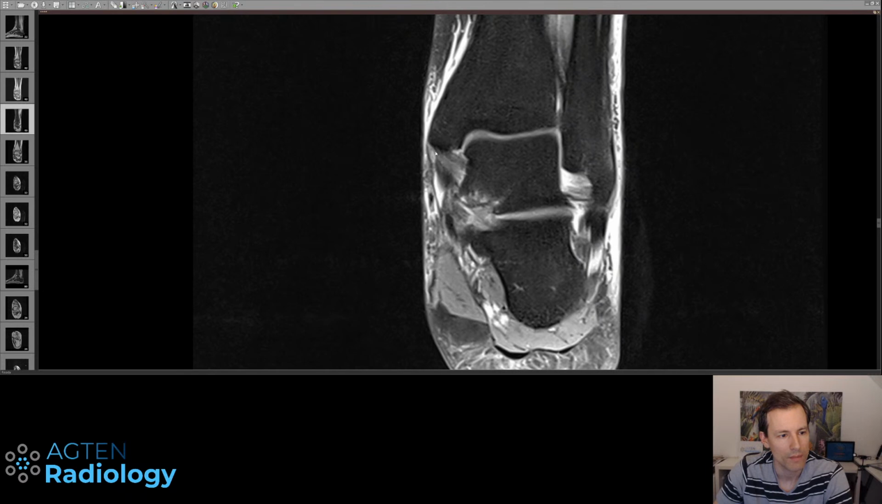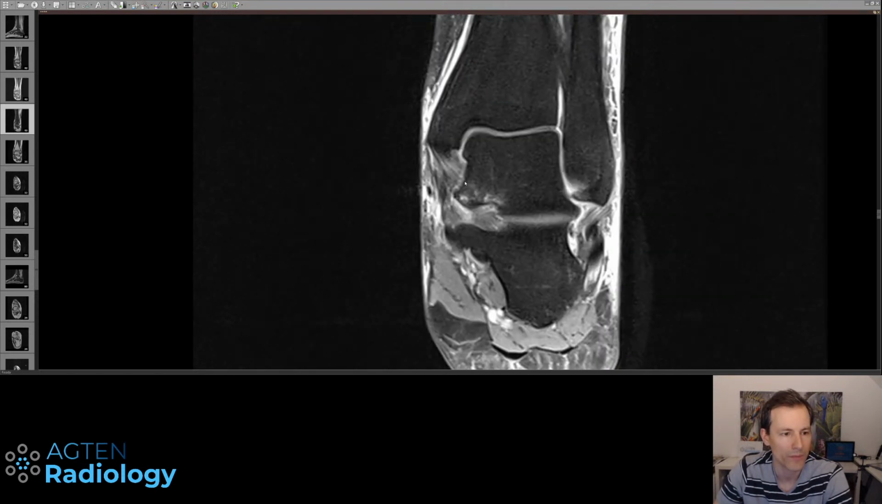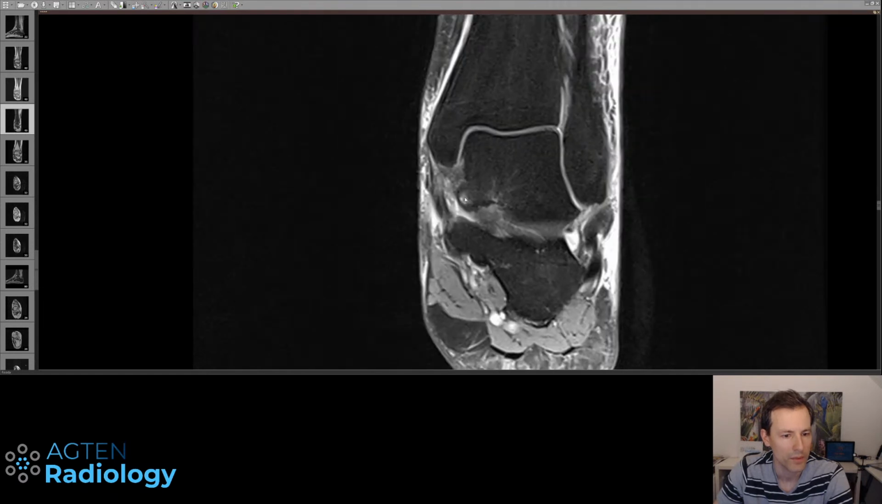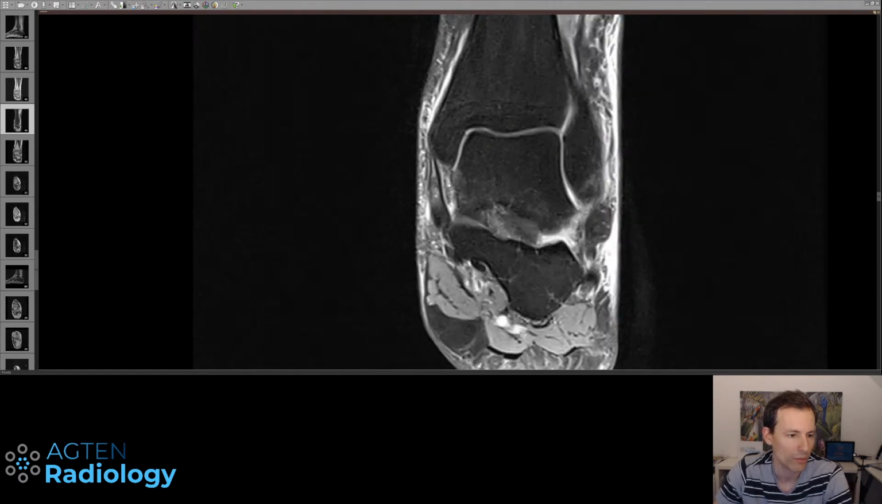Then we always make the distinction between the deep and the superficial fibers basically, and you can see here the deep portion of the deltoid ligament. It's not really nice, we cannot really see the striation very well, so this is probably an old, a little bit scarred ligament. It's probably not acutely injured because it's more on the lateral side and the Chopart joint line.